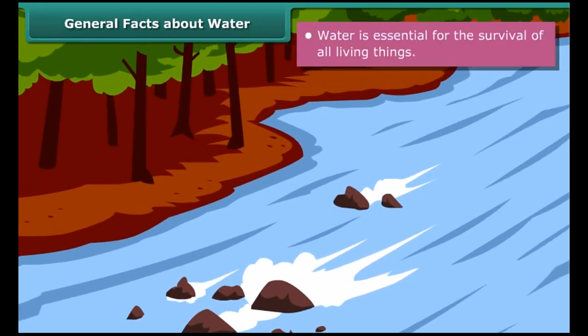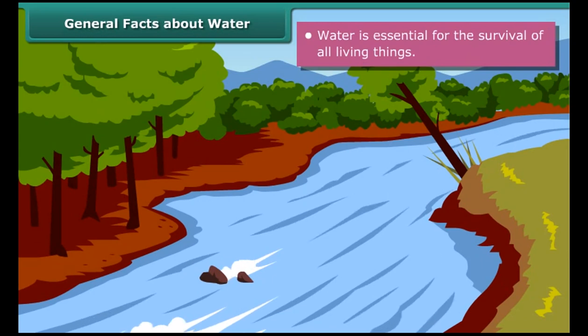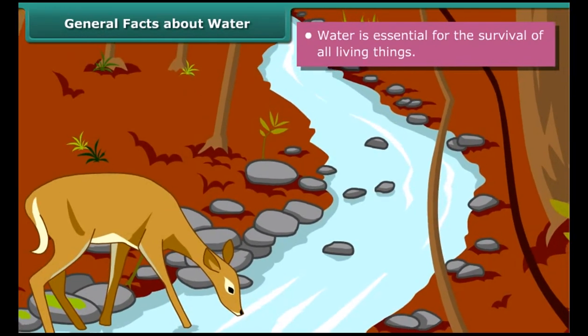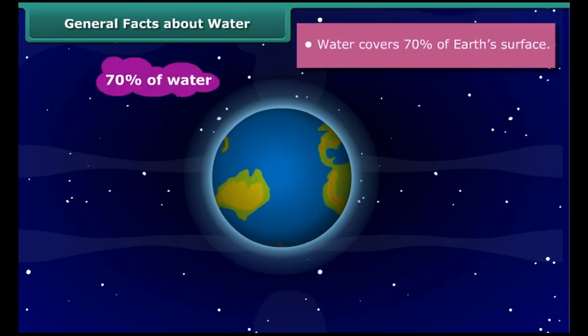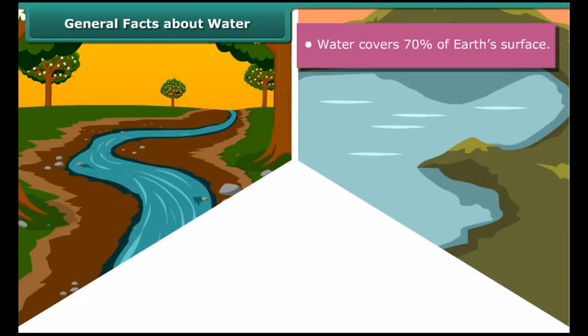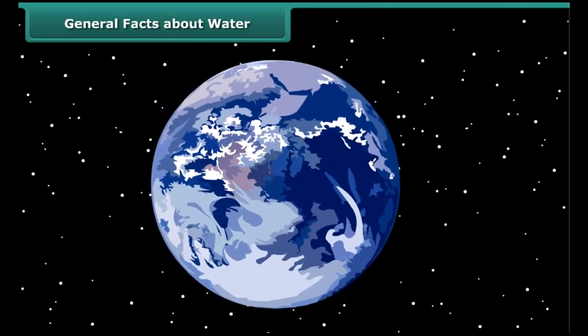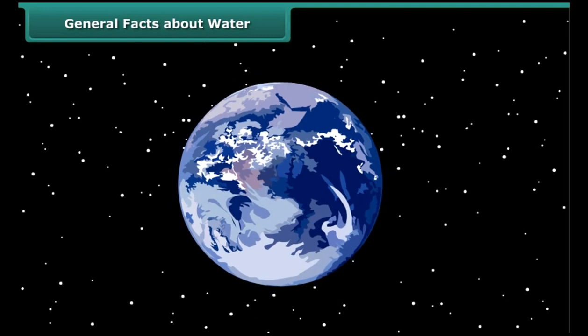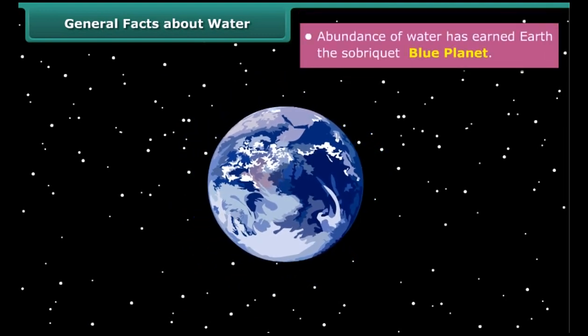Water is essential for the survival of all living things, plants, animals, human beings, and other life forms. It covers 70% of our planet in the form of rivers, ponds, oceans, and streams, making Earth appear blue in color when seen from space. In fact, abundance of water has earned Earth the sobriquet, Blue Planet.